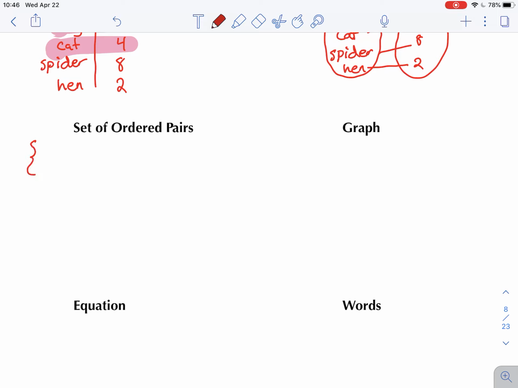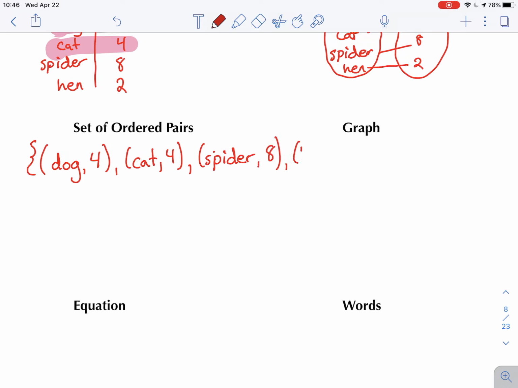Now we're going to do a set of ordered pairs. So a set is indicated by squiggly braces. And then an ordered pair has our domain value first, dog, goes with 4 legs. That is the ordered pair for dog. Cat goes to 4 legs as well. That's the ordered pair for cat. Spider goes to 8. And lastly, a hen goes to 2.